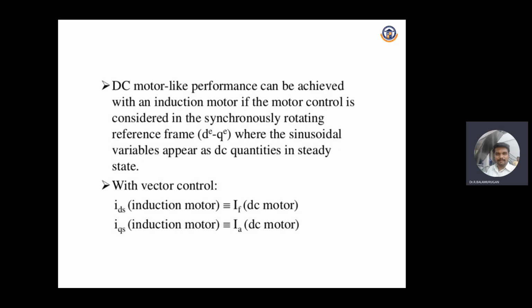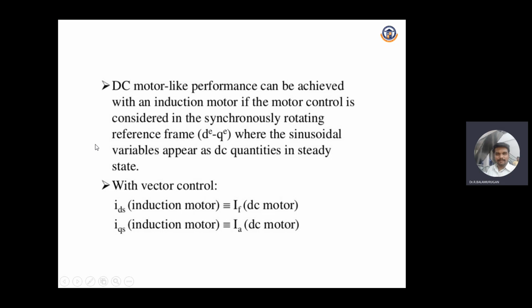So the induction motor can be modeled as a DC motor-like performance when it is converted into the DQ reference frame. That is, when the induction motor vector control is modeled in a synchronously rotating reference frame, we can have DC motor-like performance or DC motor-like control. So here a synchronously rotating reference frame is considered for the induction motor, and all the components are modeled as sinusoidal variables in steady state condition.